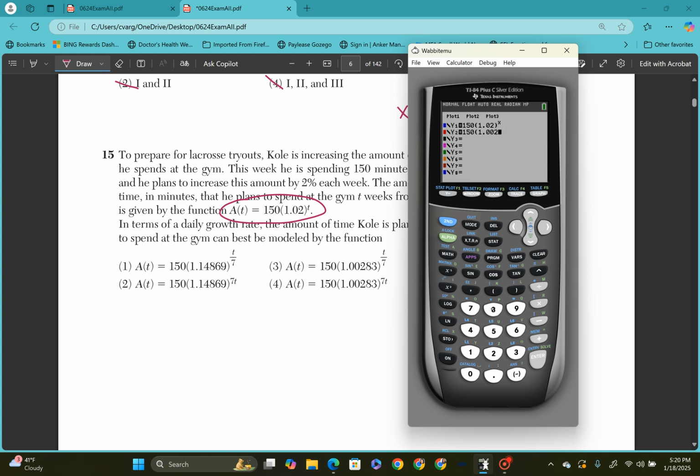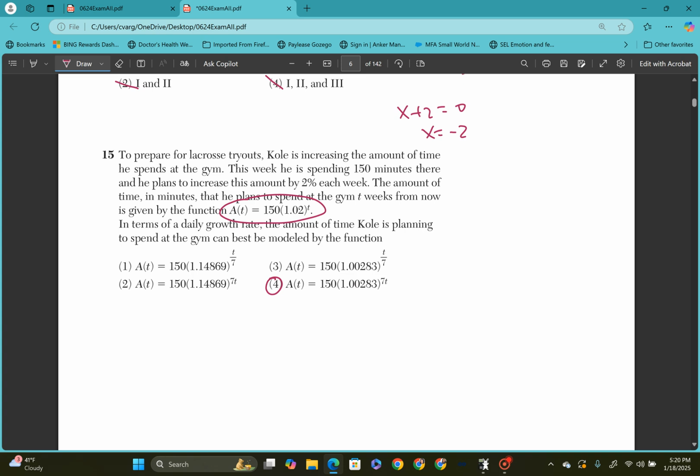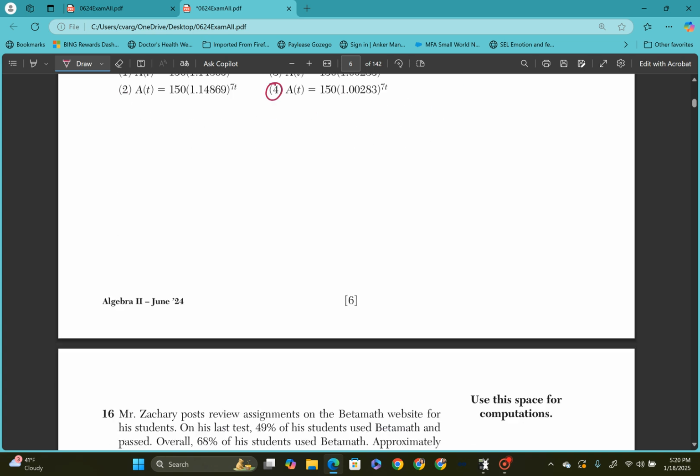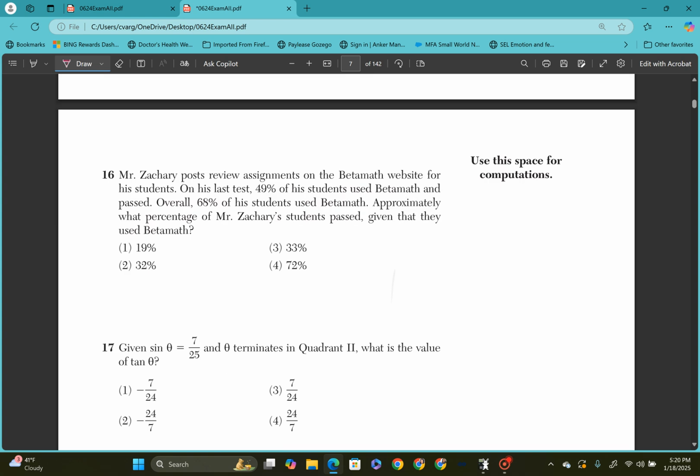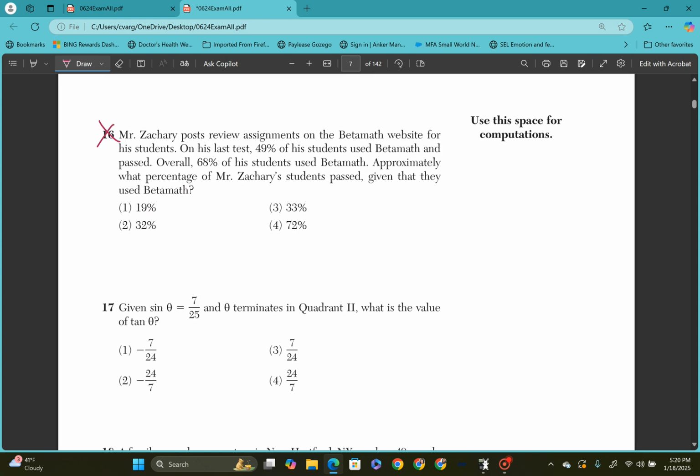So 283, let's close those parentheses, to the, and this is 7t, so we're going to do 7x. And when you go to your second graph to your table, do you see how these numbers are the same? Y1 and Y2 are exactly the same. So I know that choice 4 is correct. Okay, nothing else will work. So that's 15 questions right now that we could get right. Question number 16, we did not do anything like that, so you're going to guess on the day of the regions if this is it.